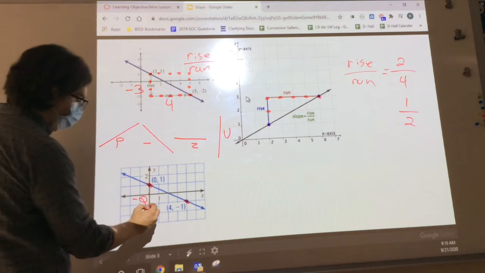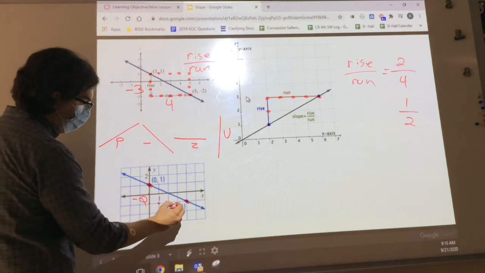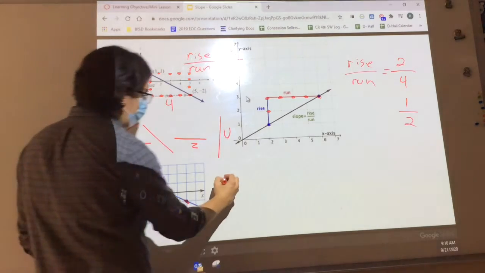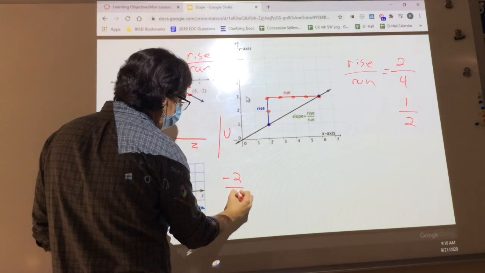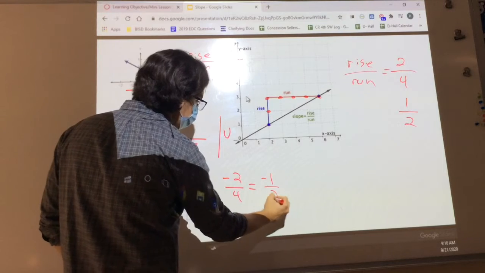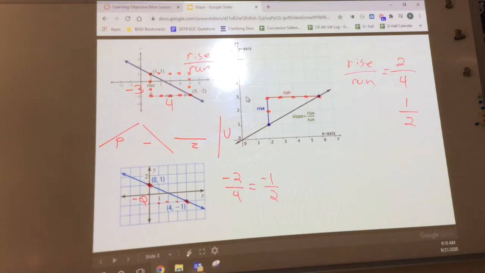Now I'm going to run over 1, 2, 3, 4. So it's -2/4, which is going to become -1/2. Are we all okay with how rise over run works? Yes. All right, let's move on to the next part.